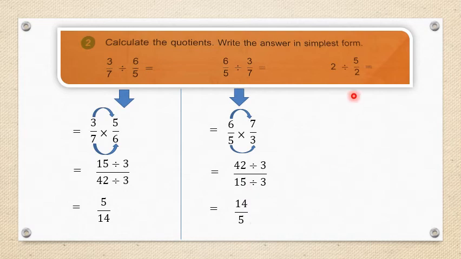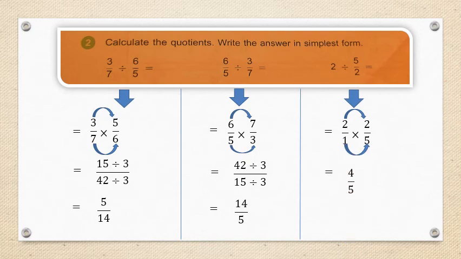Now, 2 here is 2 over 1 for simplicity. Division is replaced by multiplication and 5 over 2 is written. We write its inverse, which is 2 over 5. Now multiply the numerators by each other. 2 times 2 is 4 and 1 times 5 is 5, and 4 over 5 is not reducible anymore.